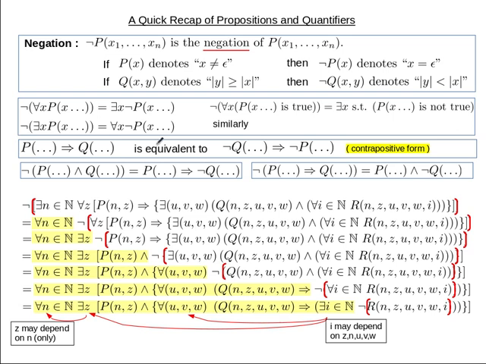Then we have negation. If we have a proposition, then its negation, we write it like this, right? So this symbol we use. What is a negation? It's the opposite of the statement. If this denotes that this is not empty, then its negation will denote that x is empty. If this denotes that this is greater than or equal to x, then its negation will denote that it's less than x, and so on.